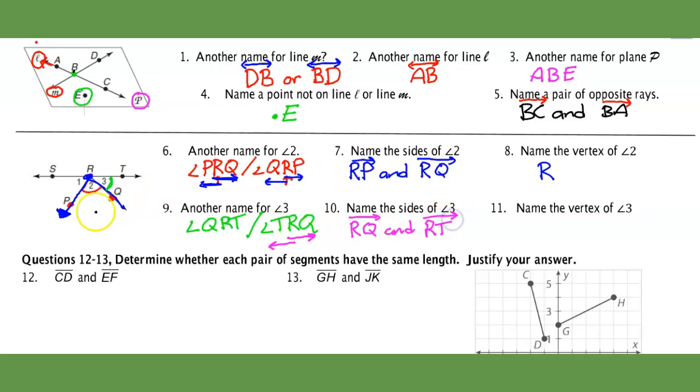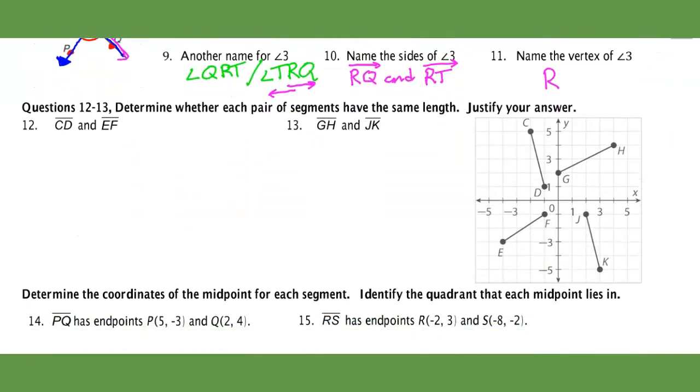And we can confirm that from the diagram. Here's RQ, one side, and RT is the other side. And of course, the vertex is in the middle, which is angle R. Good. So that's a good review of the angles.